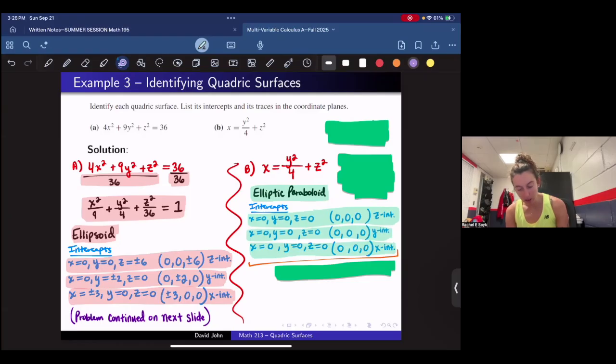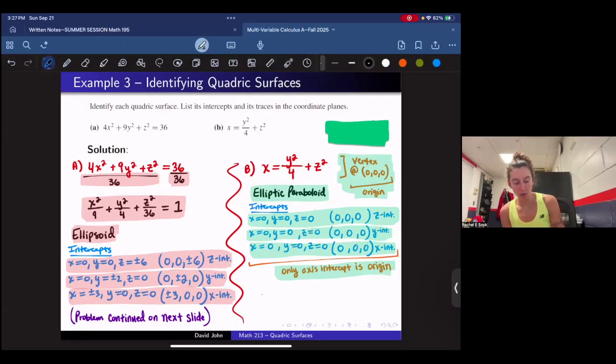So what does this tell us? This tells us that our only axis intercept is at the origin. And it also tells us when we're dealing with an elliptic paraboloid, we have our vertex at the origin, 0, 0, 0.